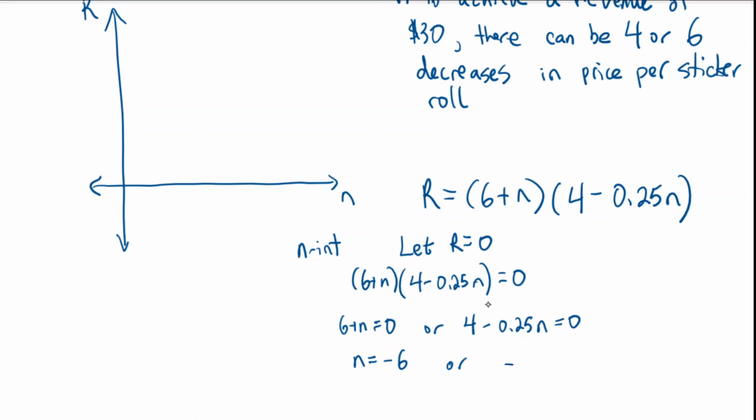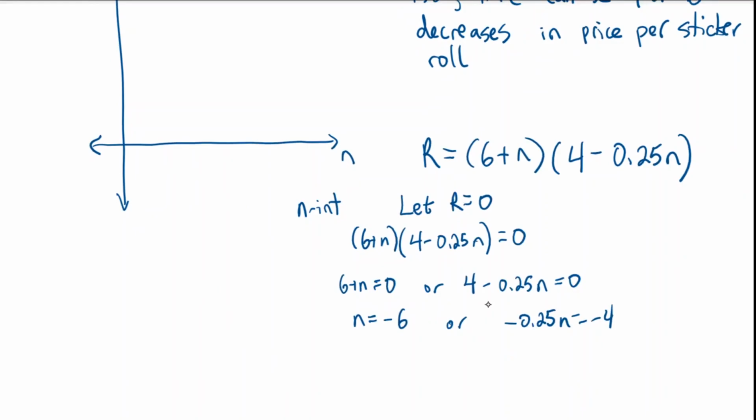Let me bring the 4 over to the other side, so we get -4 over here. And I'm now going to bring the 0.25 to the other side. So I'm going to divide both sides by 0.25, and that's like dividing by 1/4. You end up getting 16 here.